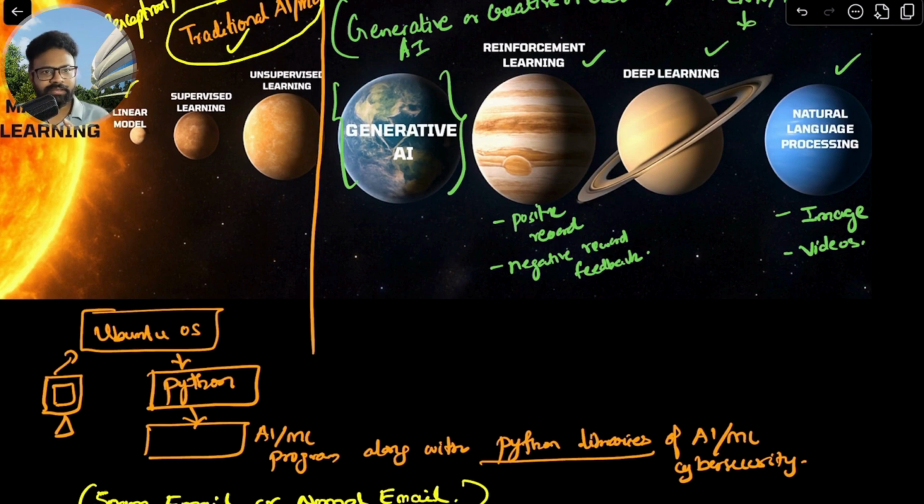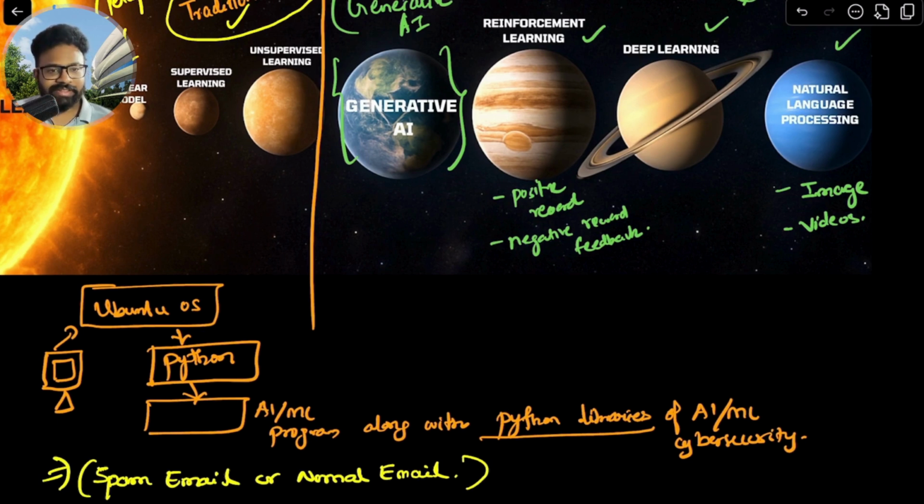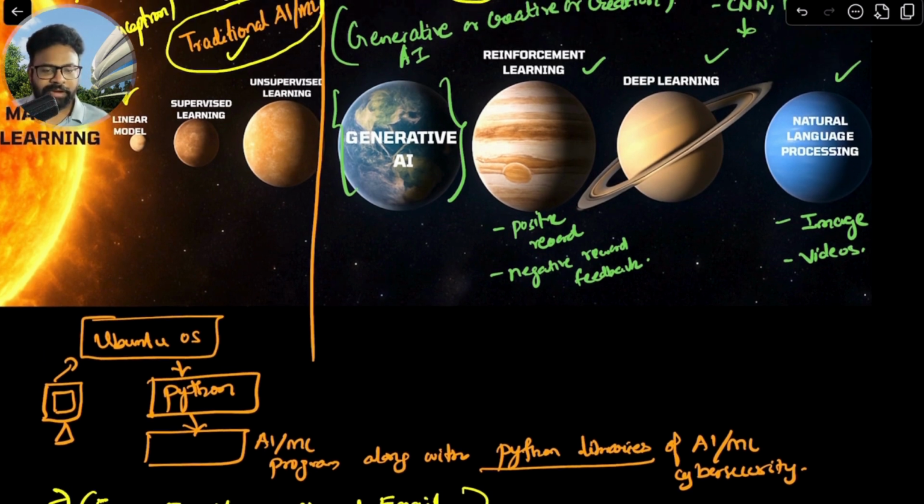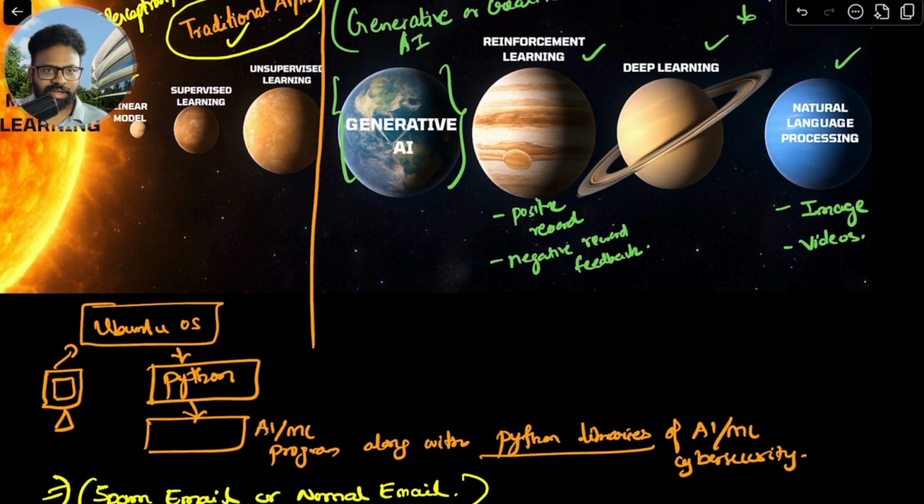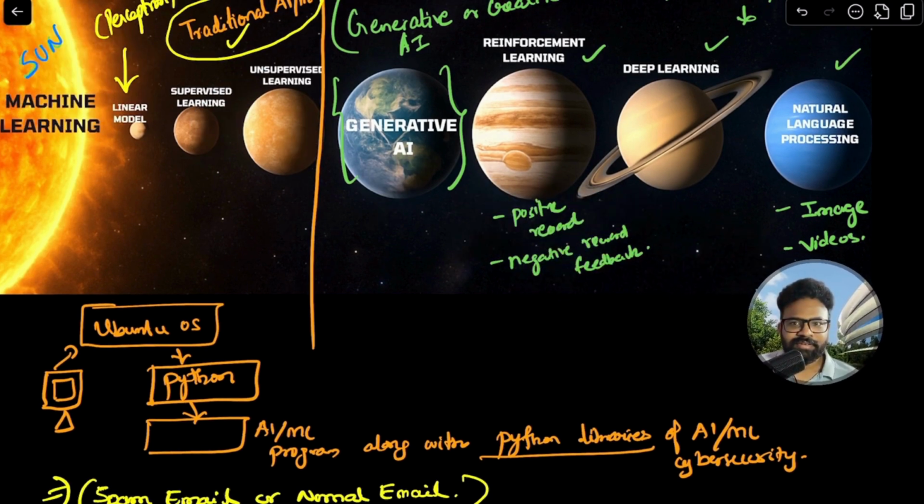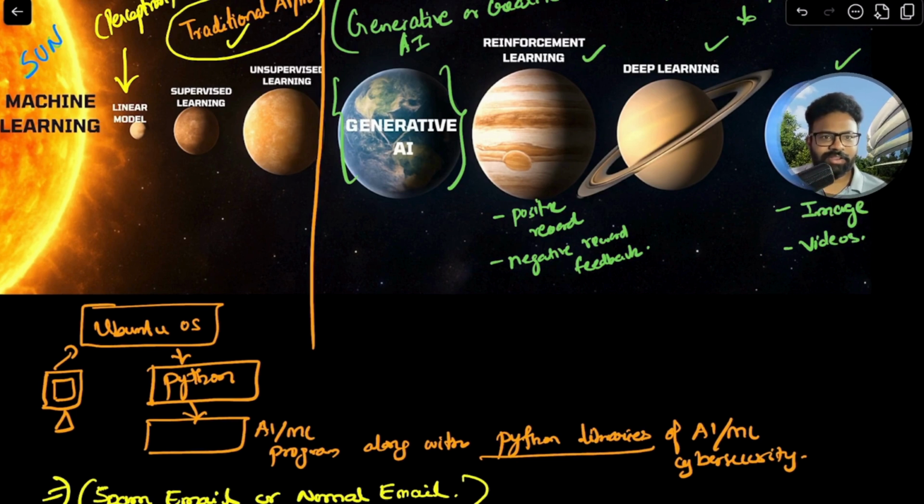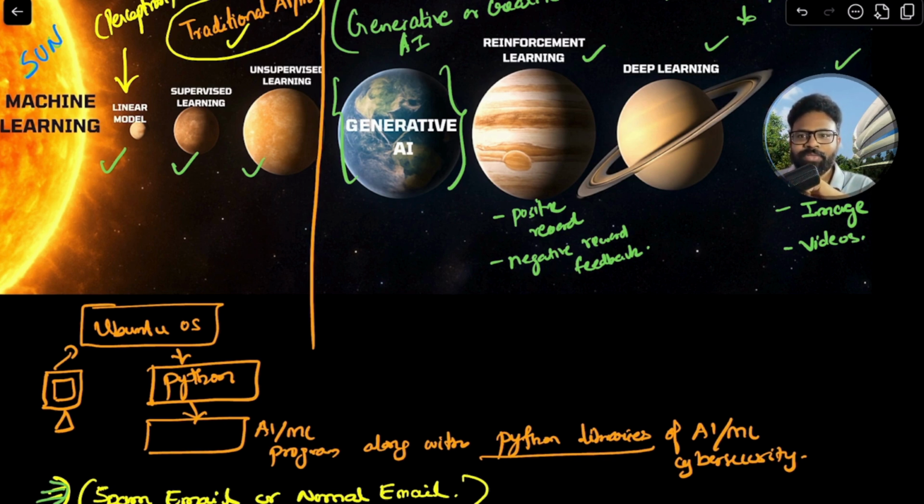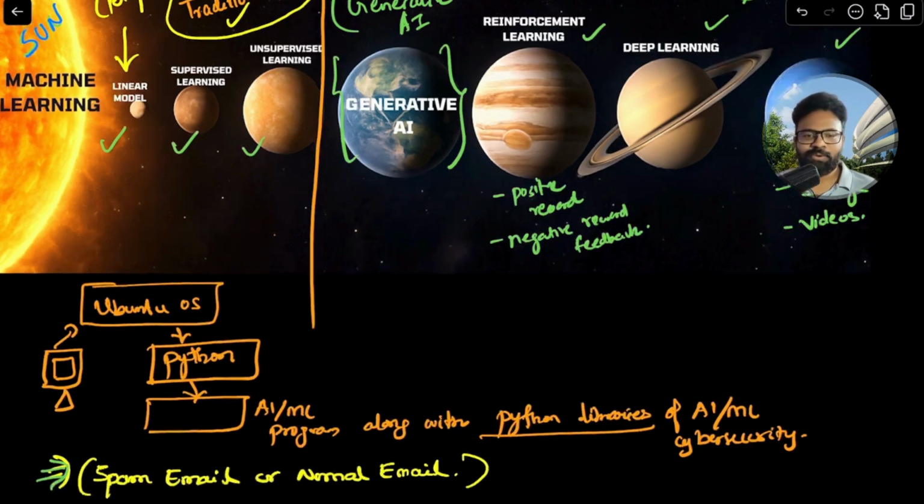Okay, so now finding the spam email or the normal email can be done with three algorithms or models. Either you can use a linear model, supervised learning, or unsupervised learning for this use case. I told you in the last class that it's up to you to decide which algorithm or model, like which car or bike to choose to travel that small roadway path.